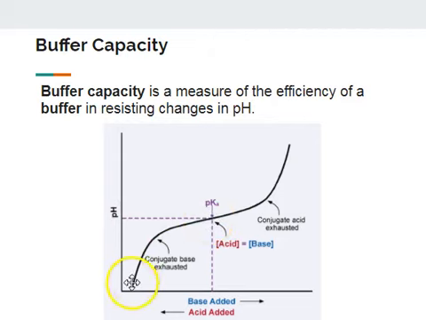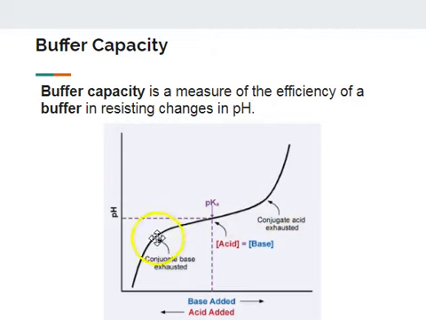But if you look at this graph, what it's basically saying is, if we add a bunch of acid to this initial solution, the more acid you add, eventually it's going to get to a point where the pH drops very rapidly. Or on the other hand, you can add a base to this solution and the pH will start to climb, and it will get to a point here where the conjugate acid is exhausted and the pH is going to skyrocket.